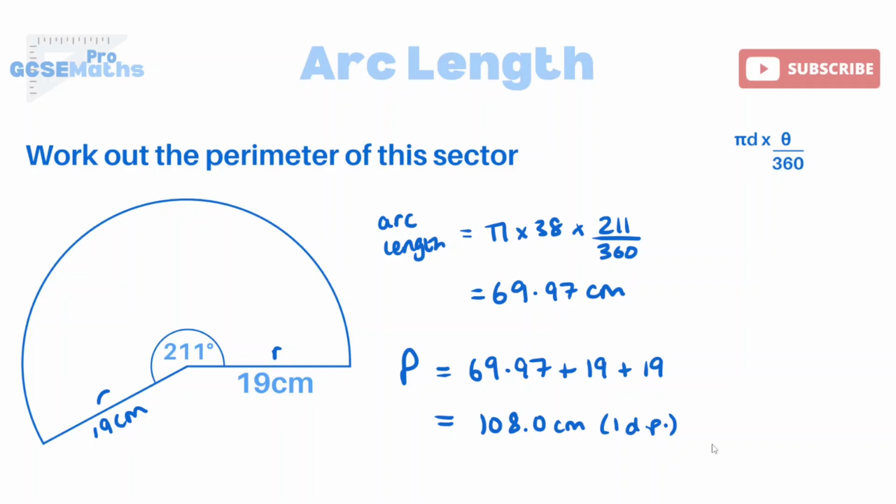Okay, there we go. So that's the only difference. If you double check, have they said arc length, which is just the curved bit, or have they said perimeter, which is all of the sides added together additionally? So it's an additional step at the end.